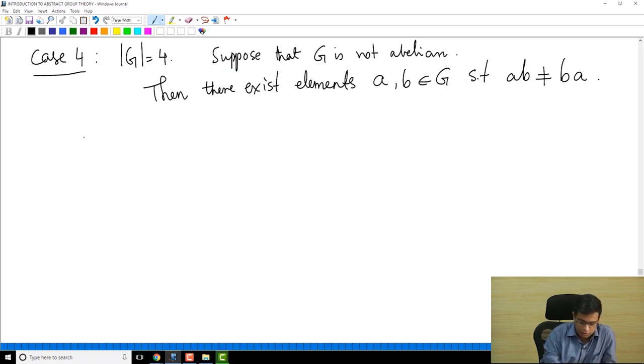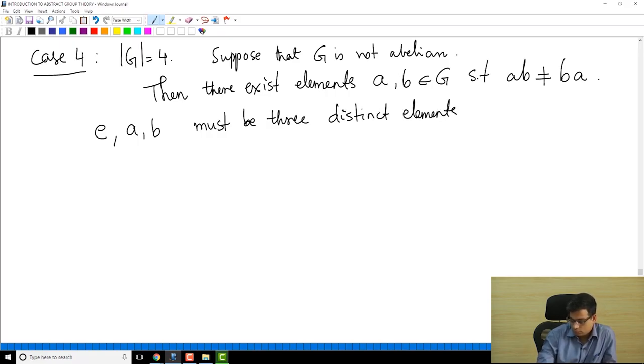What would be the elements of G? E is an element of G, and a, b are second and third elements of G. E, a, b must be 3 distinct elements of G. Why are they distinct? Because a and b do not commute with each other, neither of a and b can be e, because if a is e, b and e will commute. Similarly, if b is e, a and b will commute, because every element commutes with e. And a and b do not commute with each other, so they are different from e.